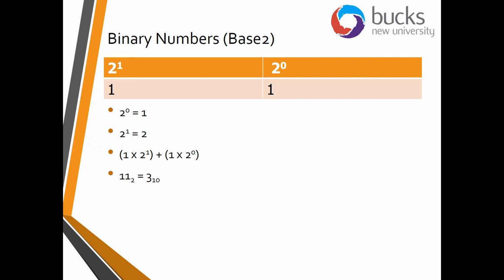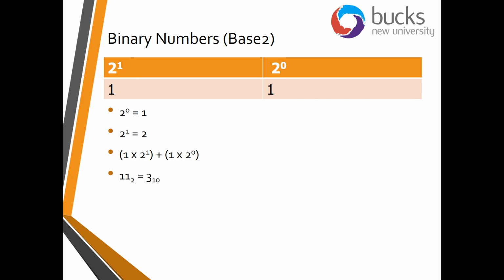So here we see the representation of a binary number, 1, 1. And we can see that we've marked the columns appropriately. So we can see we've got 1 under 2 to the 0 and 1 under 2 to the 1. 2 to the 0 is 1 and 2 to the 1 is 2.